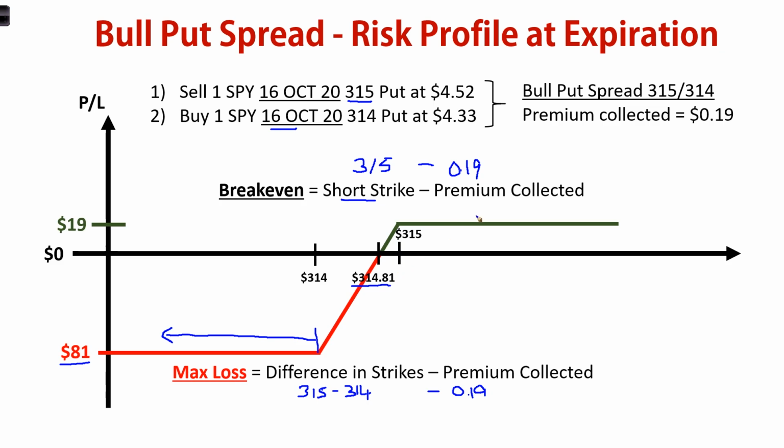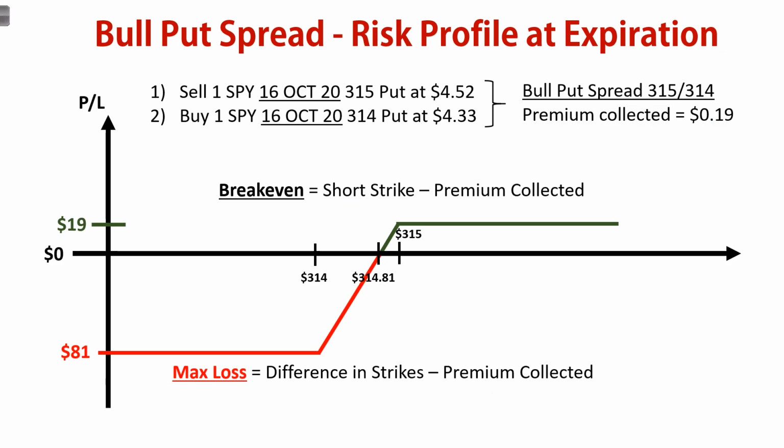And the max profit for this trade is rather straightforward. It is just basically whatever you have collected upfront when you executed the trade. And it will be 19 cents multiplied by 100 shares, which is $19. And this occurs when SPY stays at 315 or above by the time of expiration, which is 16 October.